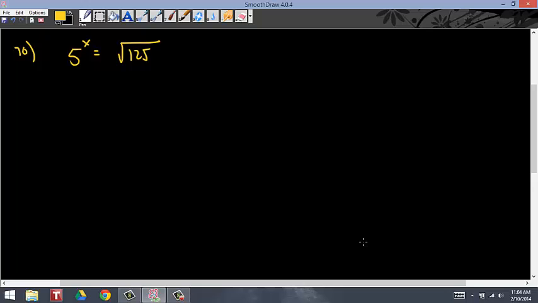Okay, Max. I'm going to do something. Is this okay with you? Because they are the same thing. All right? 5 to the x is equal to... I can change 125 into a base of 5, right? 5 to the what equals 125? 5 to the third, right? And let's not forget that's all being raised to the 1/2 power.